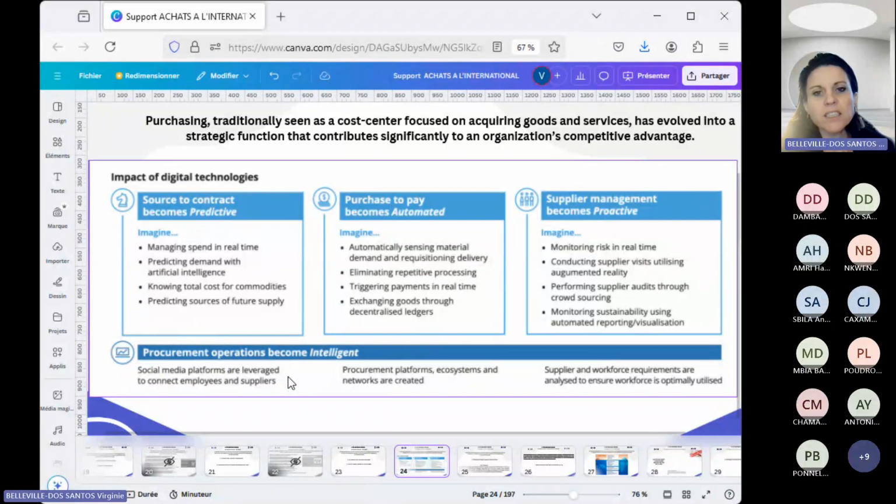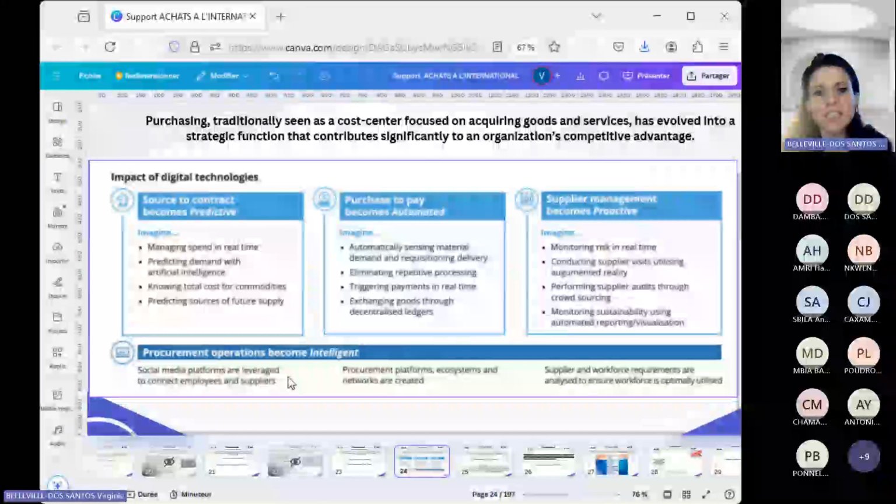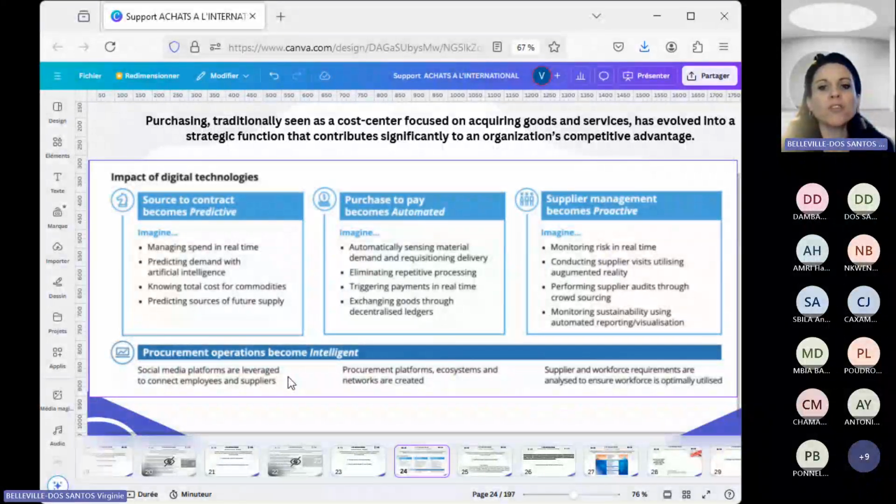The third one is that supplier management becomes proactive as well. So monitoring risk in real time, conducting supplier visits, for example, with augmented reality, or performing supplier audits through crowdsourcing. The last one is that procurement operations become intelligent.